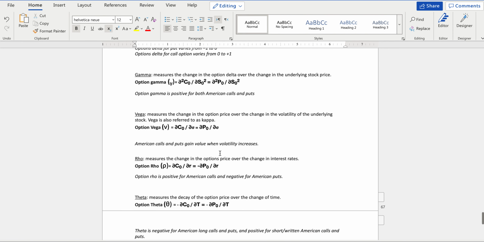Now, option gamma is positive for American style options, for calls and puts. Right? So for American style calls and puts, the option gamma is positive. What does that mean? It means if the gamma goes up, the option value of your call or put also goes up. That's what it means, right?